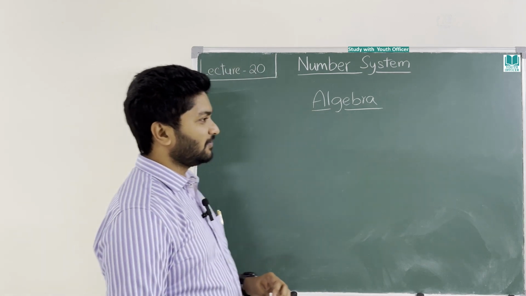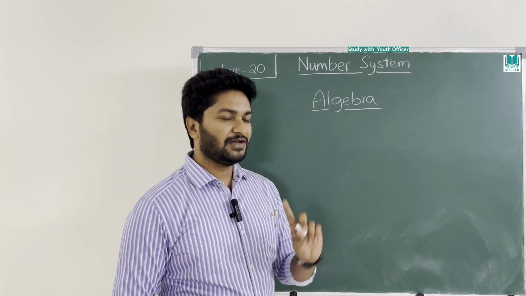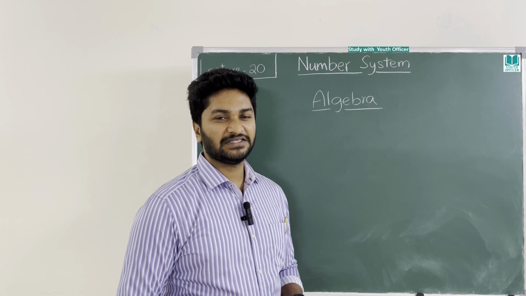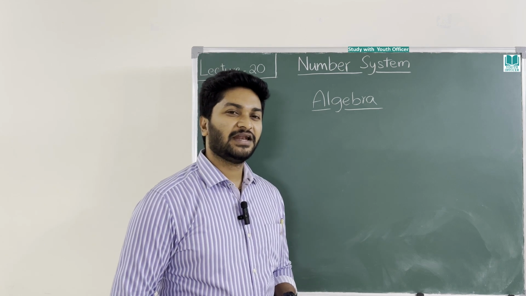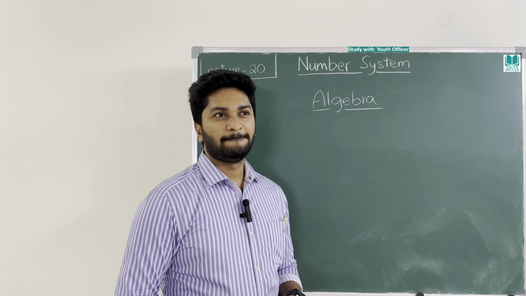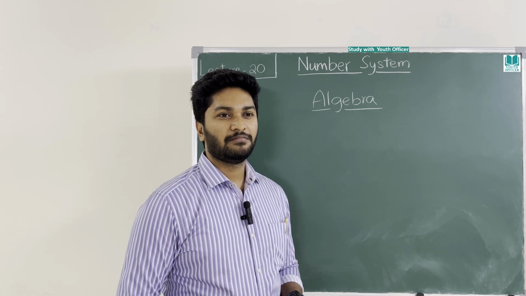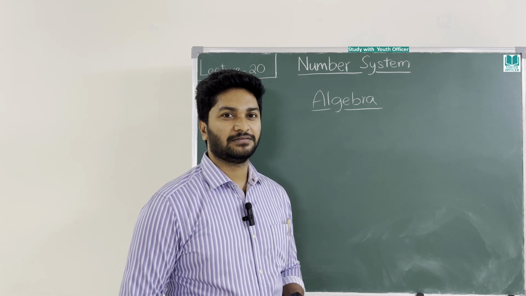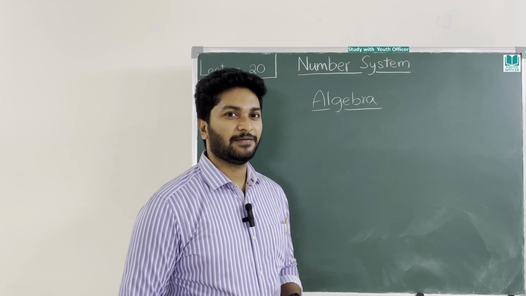Or a cube plus b cube equals (a plus b) into (a square plus b square minus ab). Or you can write that as (a plus b) whole cube minus 3ab into (a plus b). Any form you can write.